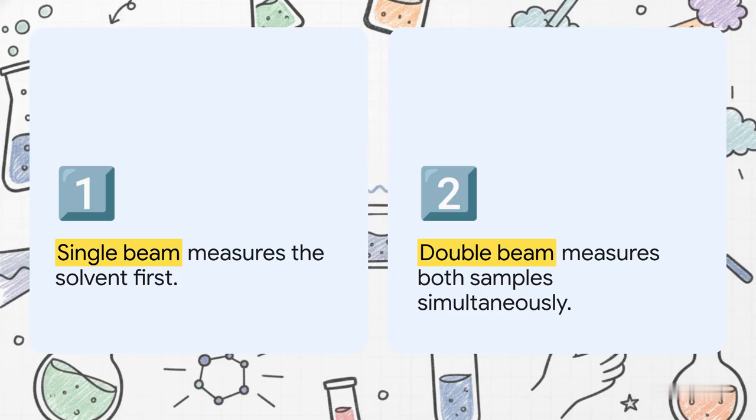In a single beam model, there's just one path. You have to load a blank solvent first to establish a baseline, physically take it out, and then load your actual sample. A double beam setup, on the other hand, is pretty clever. It uses optics to physically split the light beam in two, sending one half through your reference solvent and the other half through your sample at the exact same time. It's fantastic for real-time, highly accurate readings.